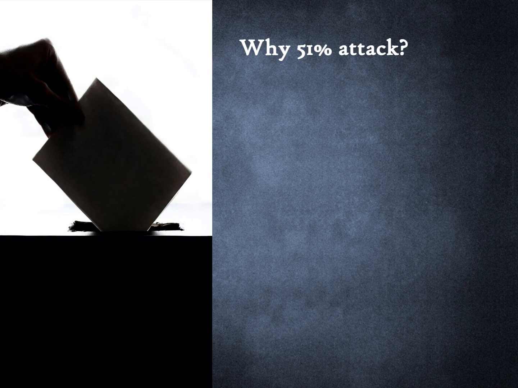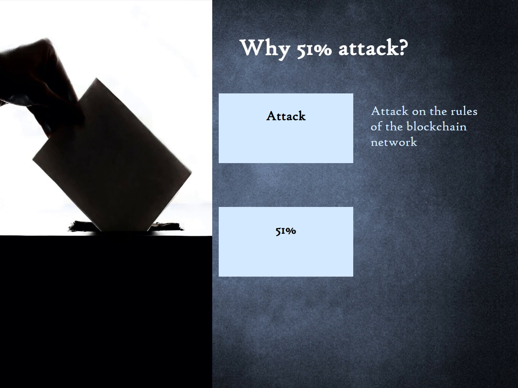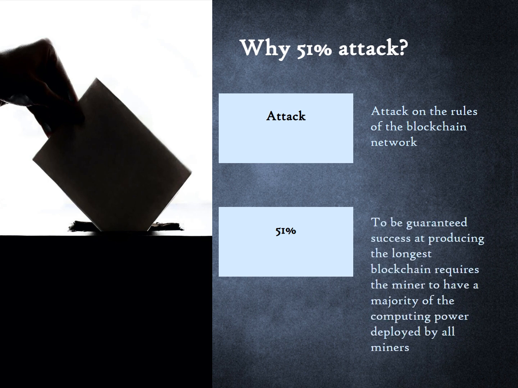Why is this called the 51% attack? The attack part refers to the attack on the rules of the blockchain network. But why 51%? For Alice to succeed in our example, Alice needs to replace the true blockchain with her shadow blockchain. In our example, she achieved this with block number 9.